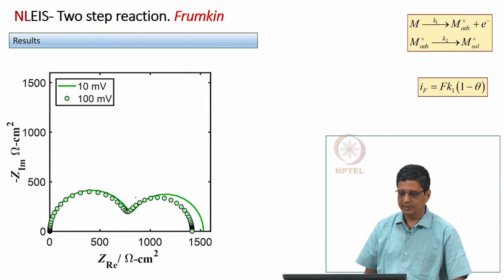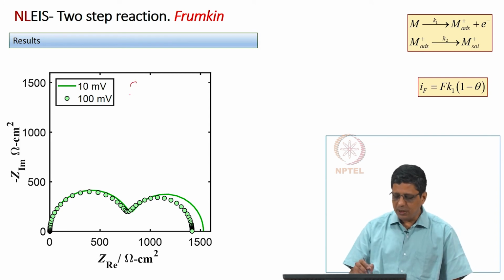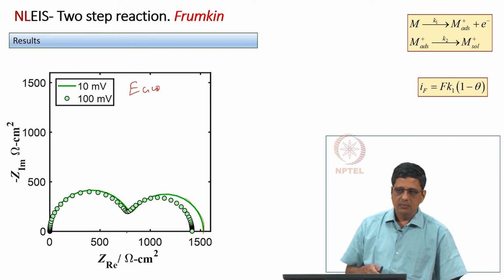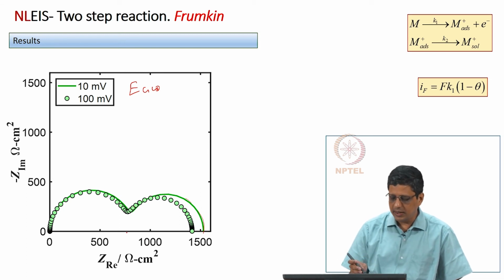Okay. Just as an example, if I set the amplitude EAC 0 to 10 millivolts, I get the spectrum as shown by this continuous line here. If I set it to 100 millivolts, it is a little different, but in terms of the difficulty in getting these results, there is no real difference.